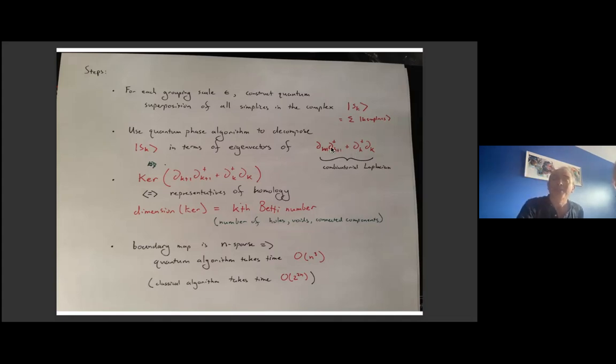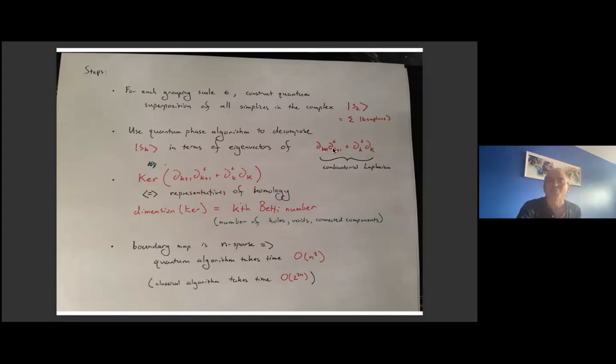And then these are things, if you're in the kernel of dk, then you'll also be in the kernel of this operator right here. Now, the other part takes things from k plus 1, maps them up and then maps them back down again.